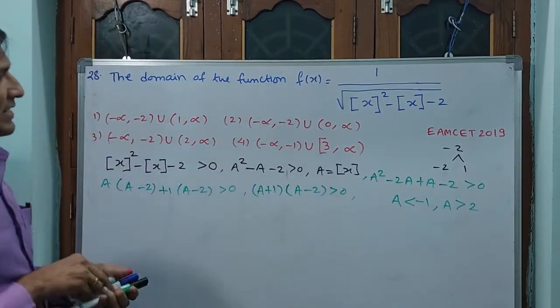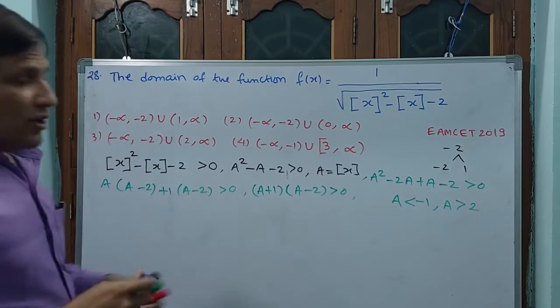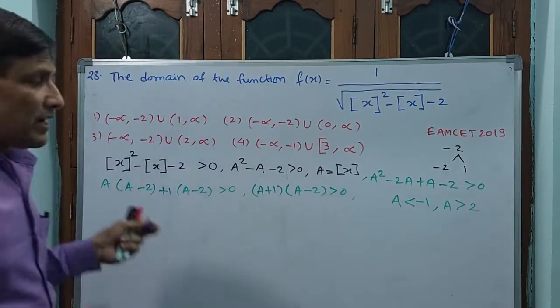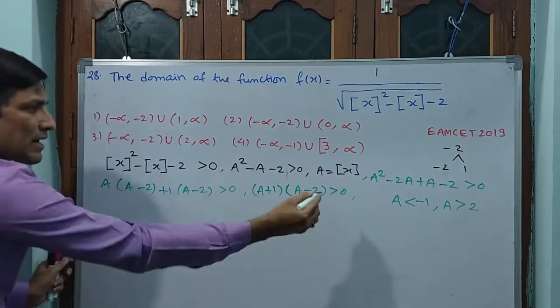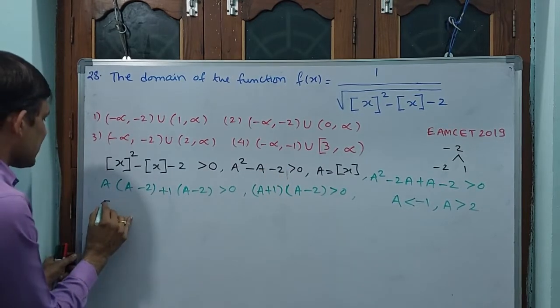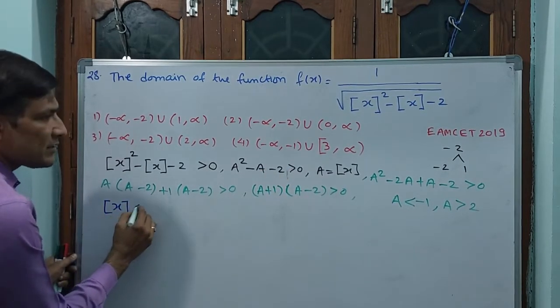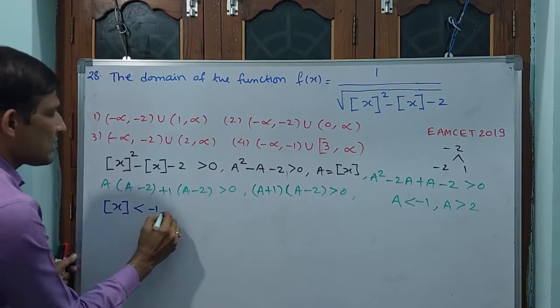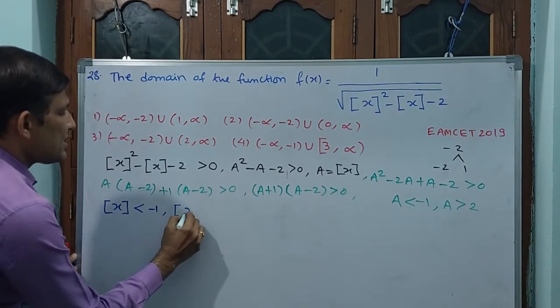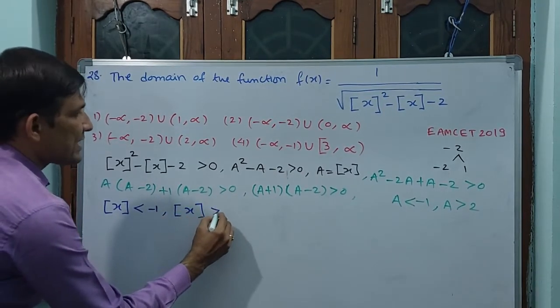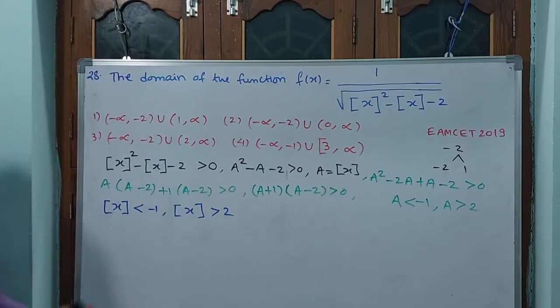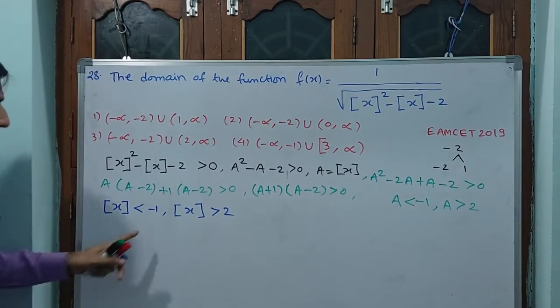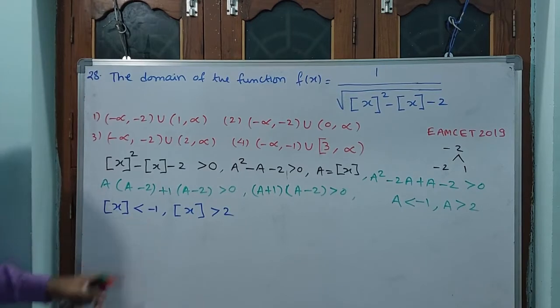That means what you have to understand here? A value is less than minus 1. You see what I am writing? A is greatest integer x. Write down then. Greatest integer x value should be less than minus 1 and greatest integer x value should be greater than 2. Okay? Once again go back. If greatest integer function is less than minus 1, what you have to take?